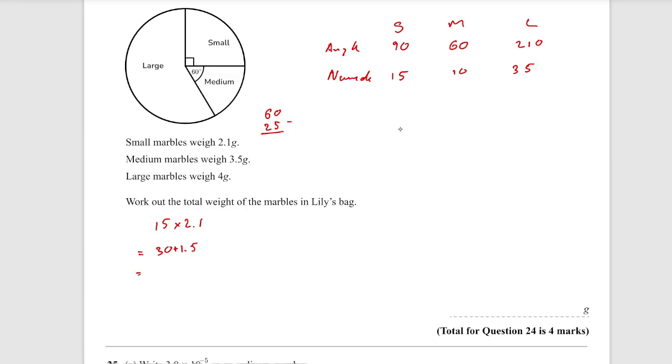Yeah, so the total weight of the small marbles is going to be 31.5. The total weight of the medium marbles is going to be 10 times 3.5, so it's going to be 35 grams. And then the weight of the larger marbles is going to be 35 times 4, which is going to be 140 grams.